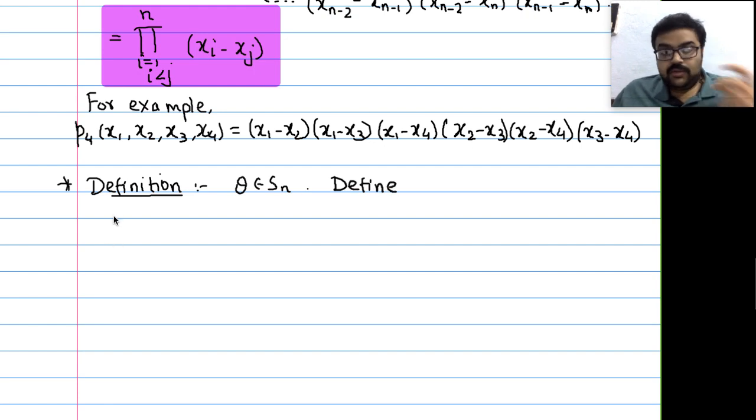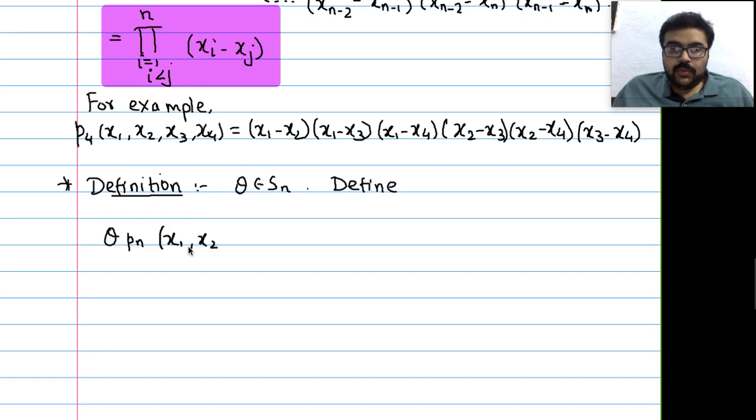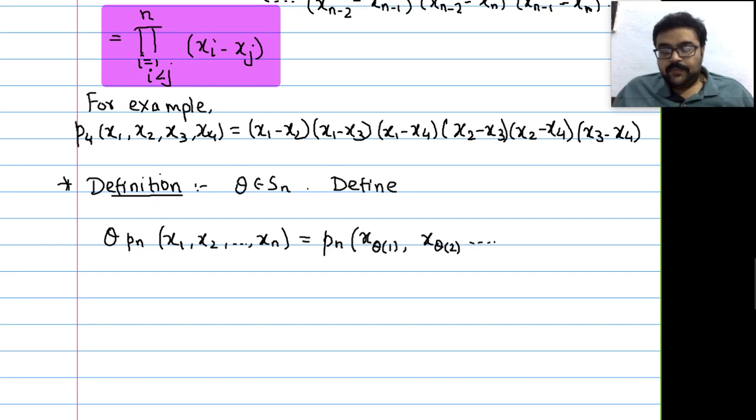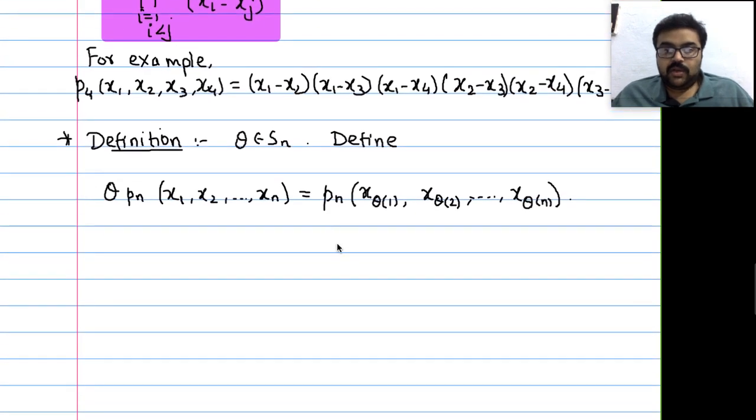We'll take an example later on. So define theta of Pn. What is theta of Pn? This is going to be theta of Pn in x1, x2, up to xn. So Pn is in n variables, x1, x2, xn. And theta of Pn will be Pn, again in n variables, but not x1. It will be x of theta 1, x of theta 2, and so on up to x of theta n. So again, it's a polynomial in n variables only, and those n variables are x1, x2, xn only, but the order has interchanged.